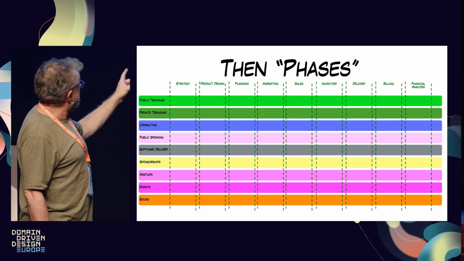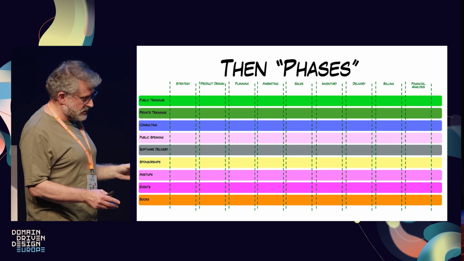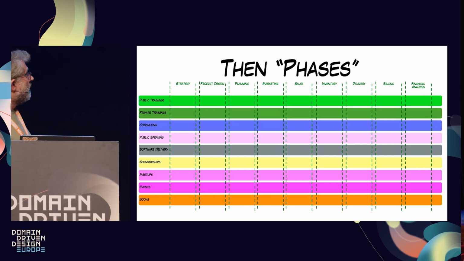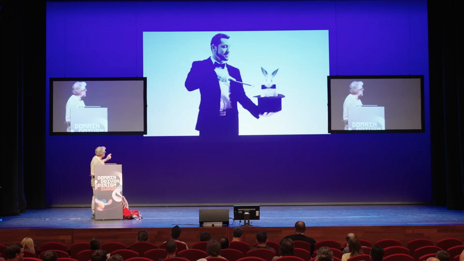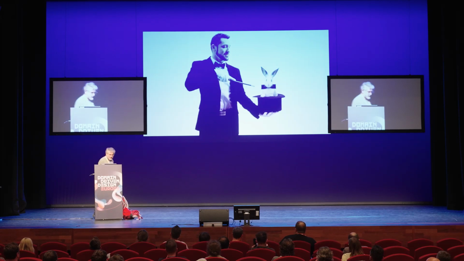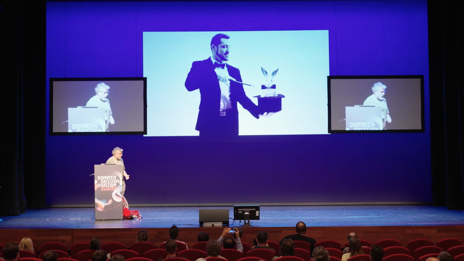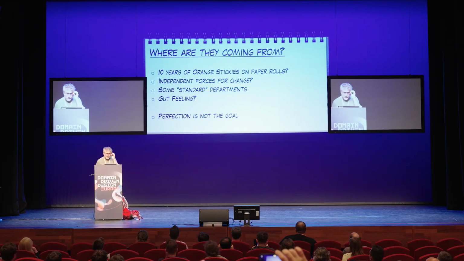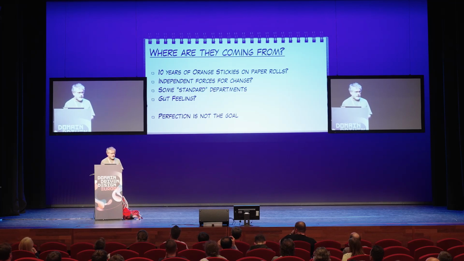The second discriminator was something that was coming from our experience, that was visualizing the phases. Not every single business line had the same phases, and the phases were a little bit of a magic trick. So I feel actually guilty about it. Where are the phases coming from? Well, they come from 10 years of putting orange stickies on paper roll and seeing many different companies more or less replicating some organization patterns.